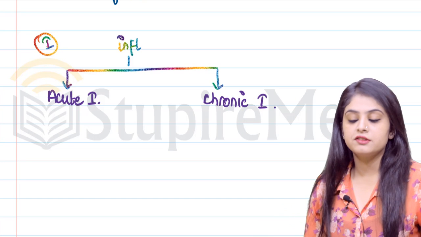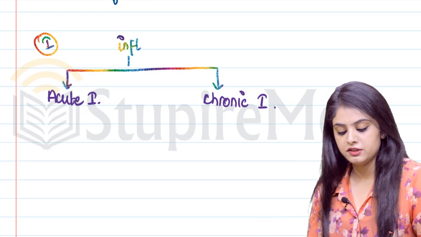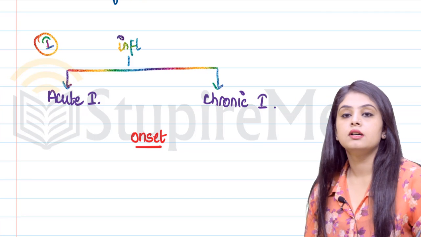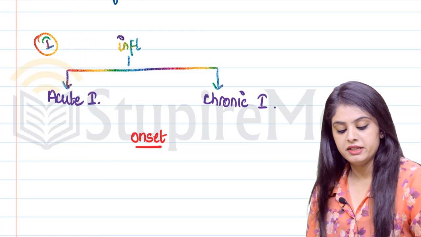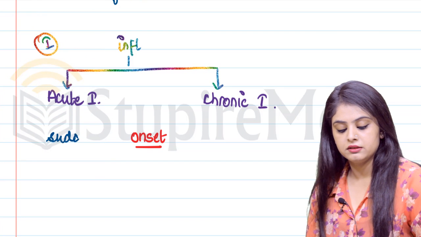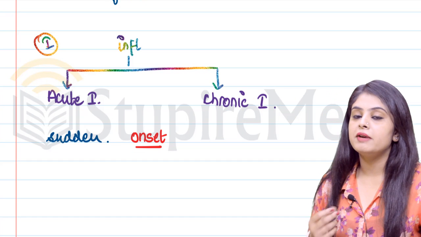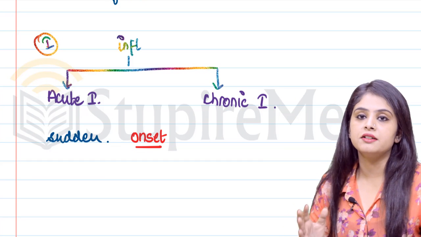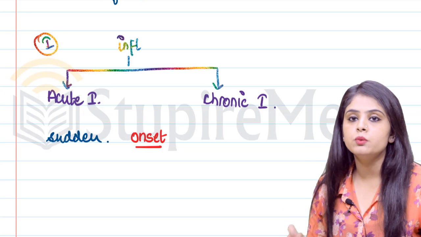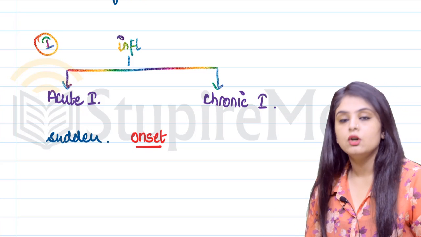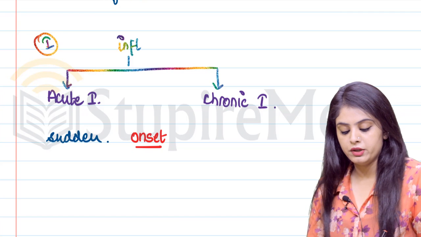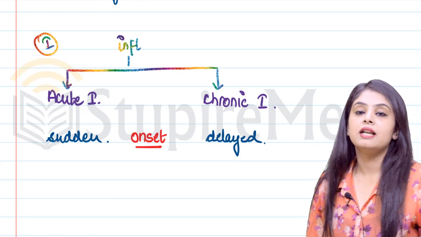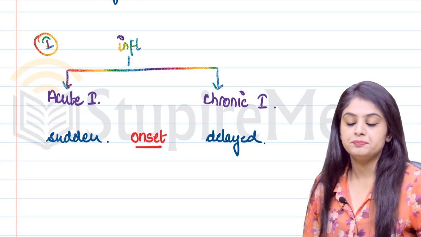The first difference that you need to know, what is the difference in the onset? Now remember, acute inflammation will be sudden in onset. Will start off very quickly. Will start off within seconds or minutes. It is going to be sudden. That is why it has the term acute. What about chronic? Chronic, on the other hand, is going to have a more delayed onset.